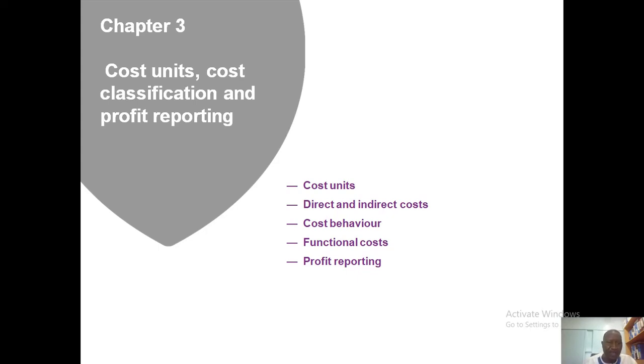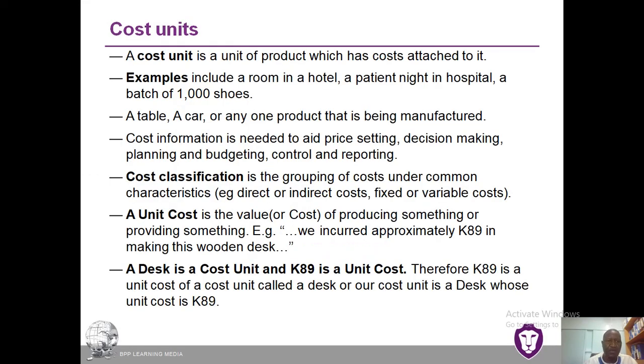I would advise that you use this particular video together with the other videos that are on my YouTube channel, that is cost classification and cost behavior. So under this chapter, we cover cost units, cost classifications, cost behavior, functional cost, and profit reporting. So let's start with the cost unit.